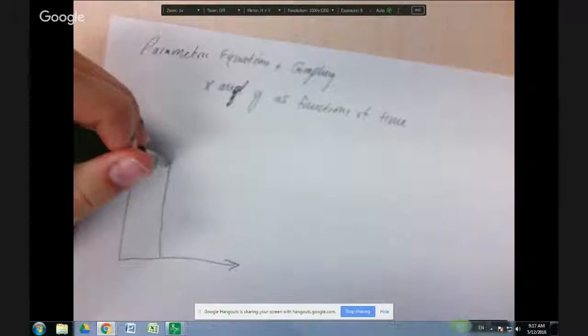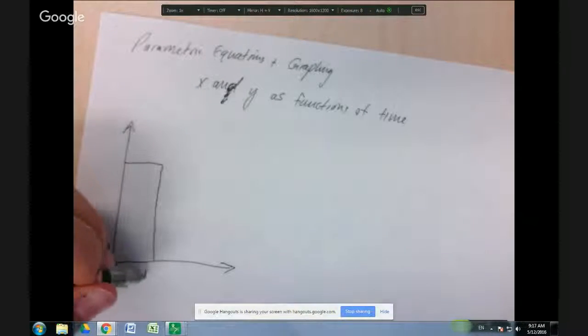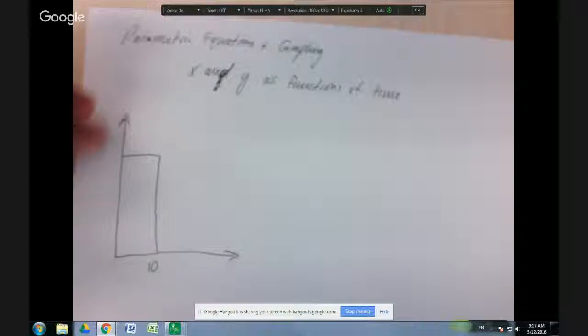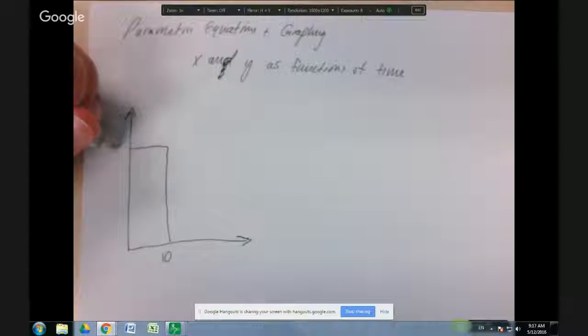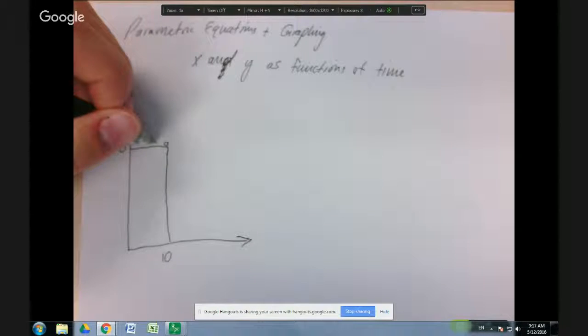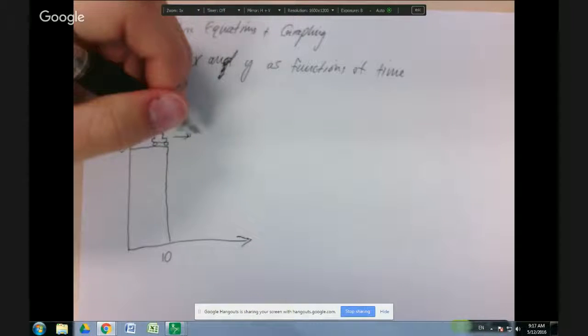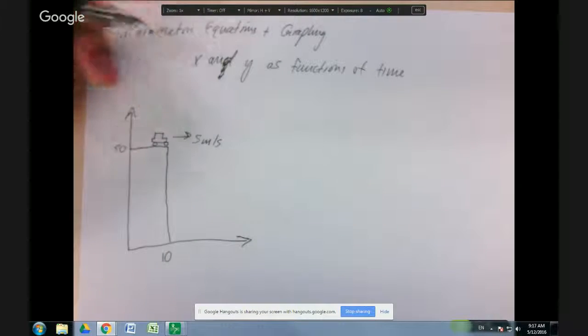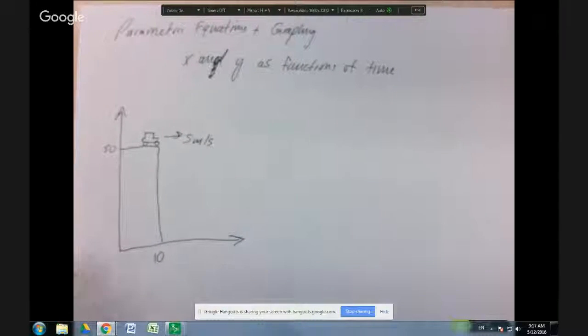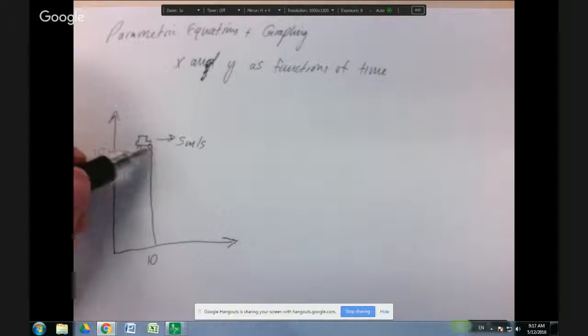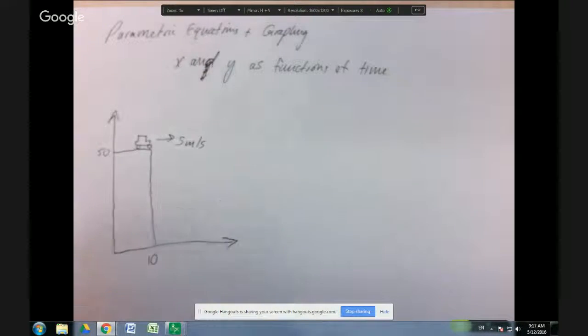Okay. And let's say we have a cliff that's approximately 10 meters out and approximately 50 meters high. And we have a car on the top of our cliff. And this car is going off the cliff at about 5 meters per second. And we want to find the path in which this car is going to fall off the cliff. And we'll draw some water so we can talk about the demise of the car.